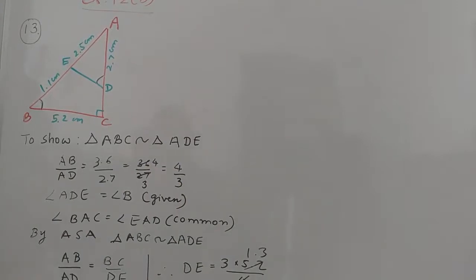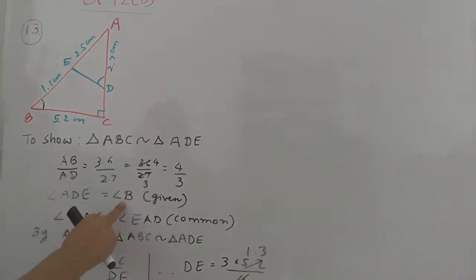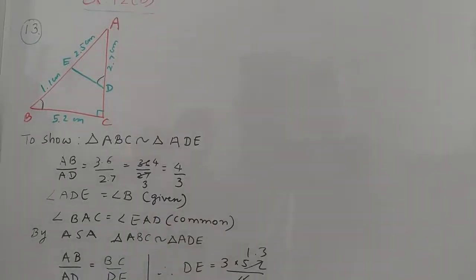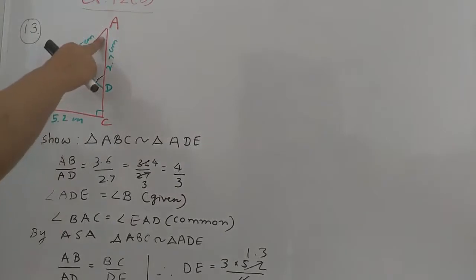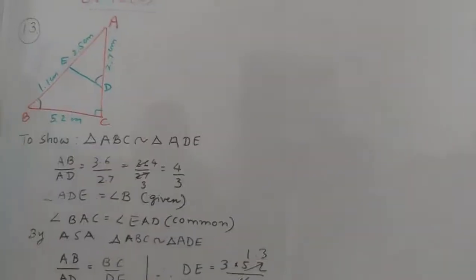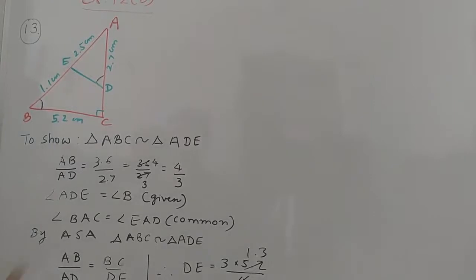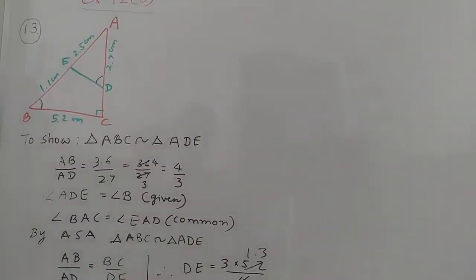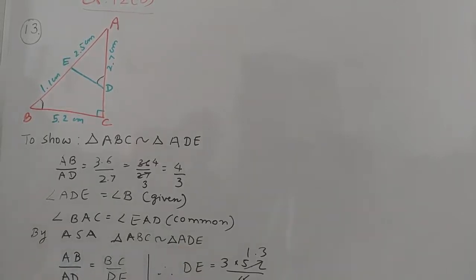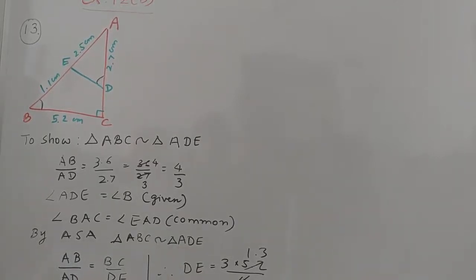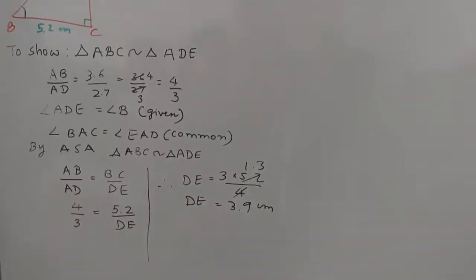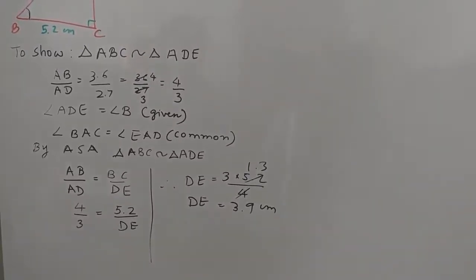Also in the question it is given angle ADE is equal to angle B, which I have written as given. And the third condition is angle A is common to both the triangles, you can see. So I have written angle BAC is equal to angle EAD, which is common to both the triangles. So by the angle-side-angle condition, triangle ABC is similar to triangle ADE. The first part we have completed. Now we will find the value of DE.